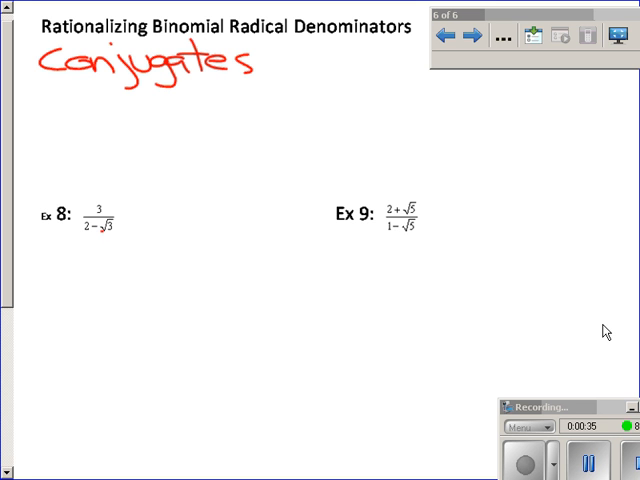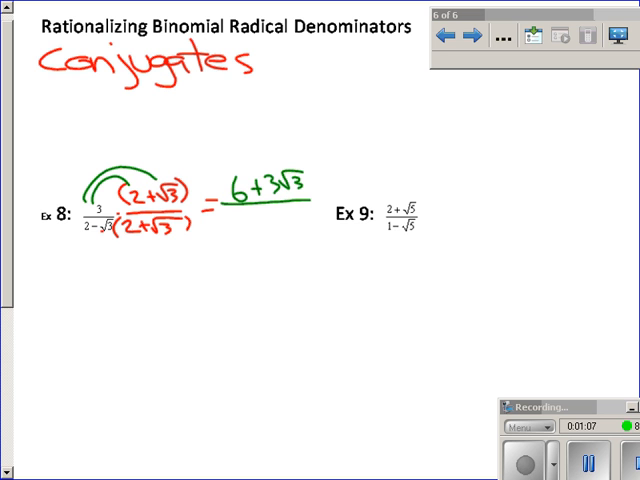So if they give us 2 minus the square root of 3, then the conjugate for that would be 2 plus the square root of 3. And in order to keep our fraction the same value, we have to multiply the top and the bottom by the same thing. So all we're doing is multiplying the top and the bottom by the conjugate. For our top, it's pretty simple because we have a monomial over here, so we're just distributing. 3 times 2 is 6, and 3 times the root of 3 is a positive 3 root 3. So that's all we had to do for the numerator.